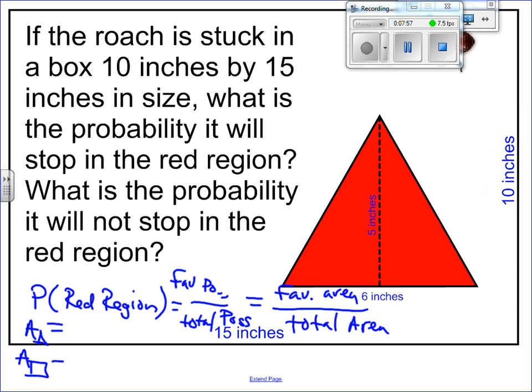Now, which one's going to be the favorable area? Which shape is the favorable area here, just to make sure we're all on the same page? You guys, what do you think? I heard you say the rectangle. Let's go to Sabrina's group. Do you agree that the favorable area is the rectangle or the triangle? Go back to the question because that helps. Yes, ma'am. Yeah, it's the triangle. The favorable area is the triangle because it's red, and we're looking for the red region.